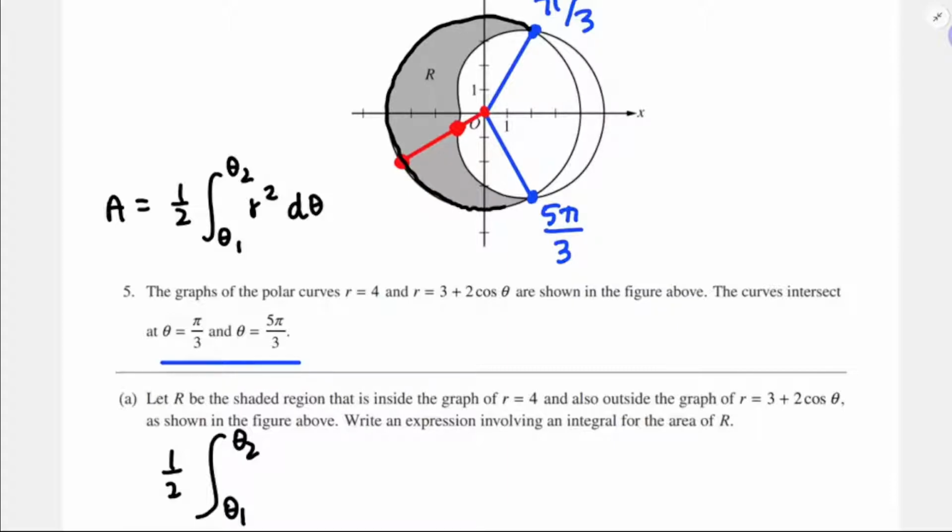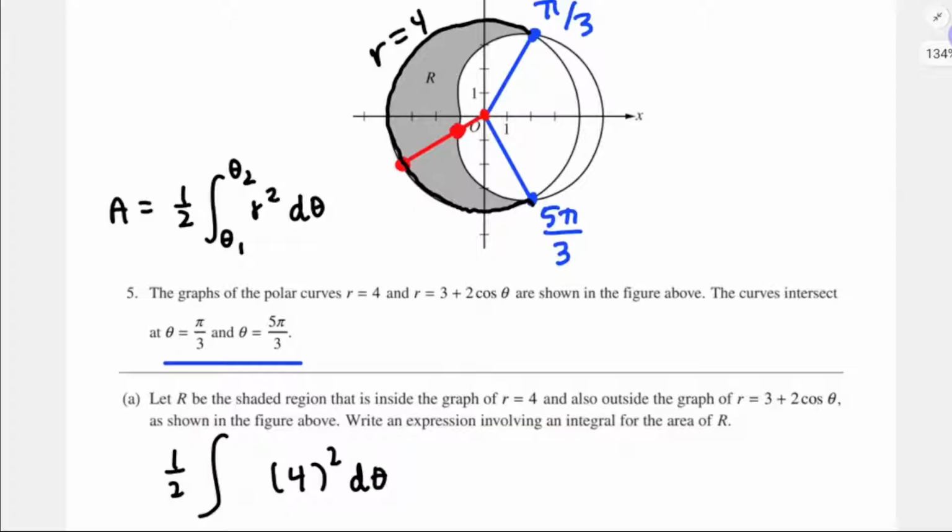Should probably snap too, right? Okay, maybe not. And so that one is r equals 4 on the outside. So 1/2 r squared d theta, and we actually know theta 1 and theta 2. You know that's pi over 3 and 5 pi over 3.